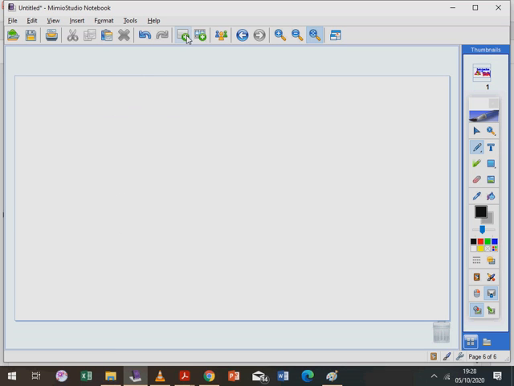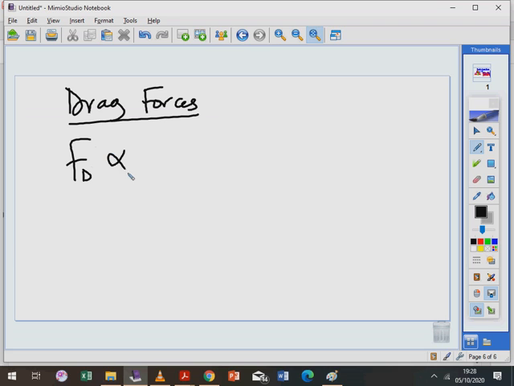Okay, so let's talk about drag forces. Drag forces are friction forces that exist in fluids. The expression for finding the drag force in a fluid is, first of all, the drag force in a fluid is proportional to the coefficient of viscosity of the fluid. Let's call it C.